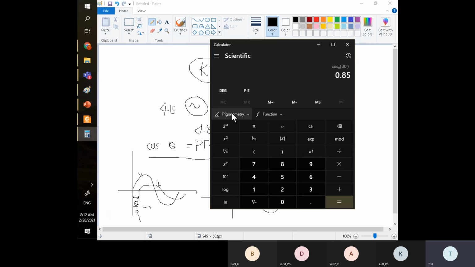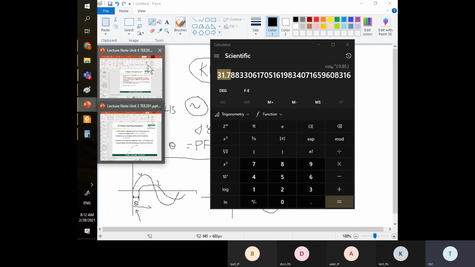So what you do is type 0.85. Then, on Windows 10, you click trigonometry, then click second to convert to the second menu here. So we take the inverse cosine, because we are working in reverse right now. Go backward, inverse cosine. So the phase shift is 31.779, about 31.79 degrees.